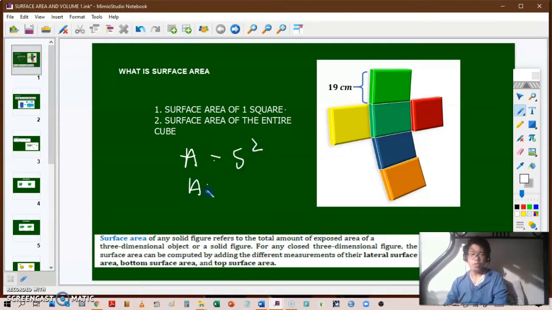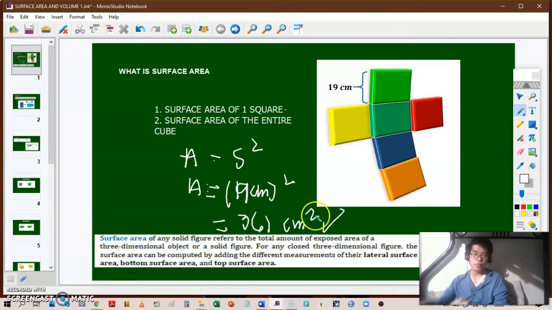And if we substitute the value of S, which is 19 centimeters, that's going to be 19 centimeters squared. And that's going to be 361 centimeters squared.